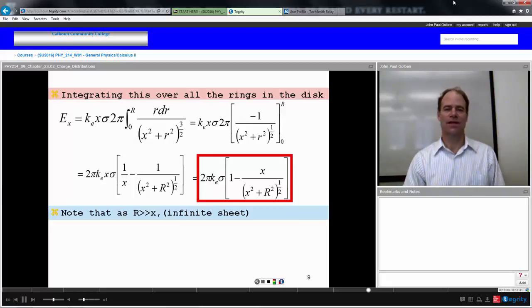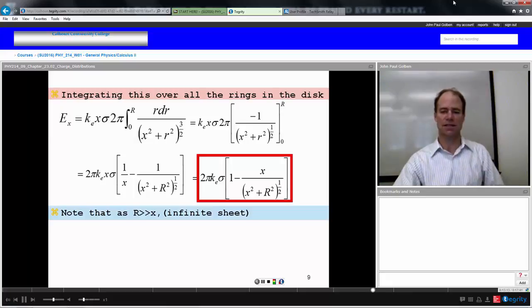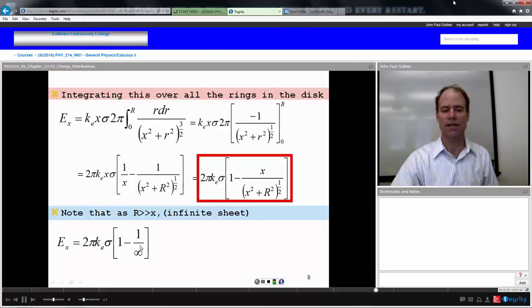Note that if r is much bigger than x, in other words, if you're not very far away from this disk, or if the disk is infinitely large and you're kind of close to this disk, then this second term becomes basically 1 over infinity, and that's going to be 0.